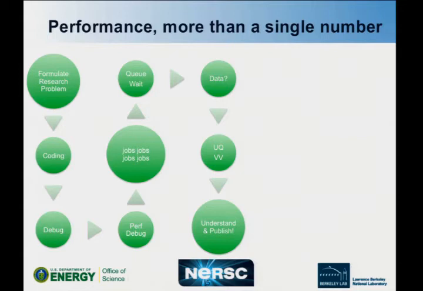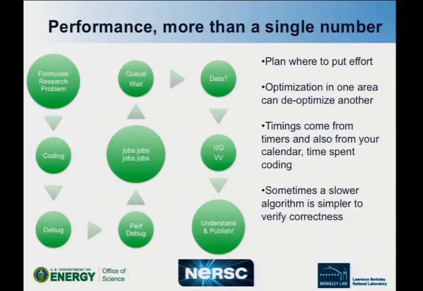A lot of programmers know the experience of putting a lot of time into writing a computer program to the point where you feel like you're going off a waterfall when you actually run it, and you're wondering how it is going to run. There are a lot of steps involved, and spending a lot of time on one aspect of performance may restrict your perspective about the overall direction. So plan where to put effort. Optimizing one area can work to the detriment of others. There's a famous quote that I won't do justice to about premature optimization being the root of various evils. Where you generate timings from is important, and sometimes a slower algorithm is simpler to verify for correctness. So speed and performance come with trade-offs and costs.